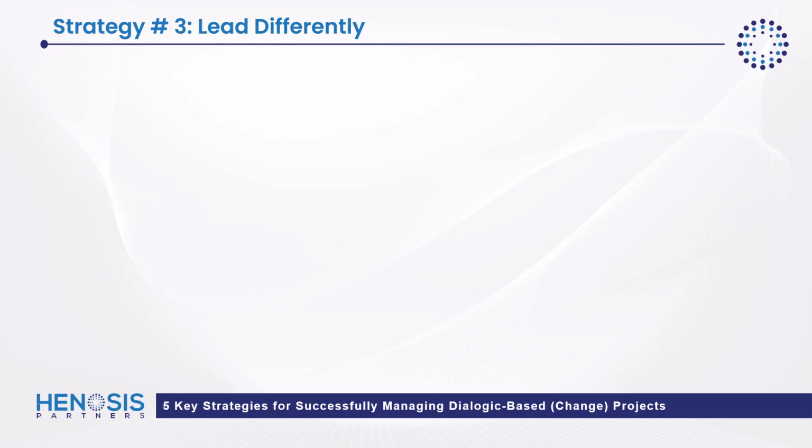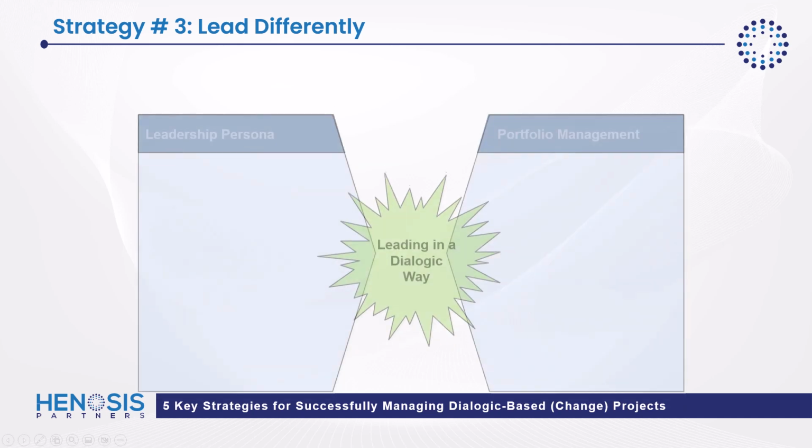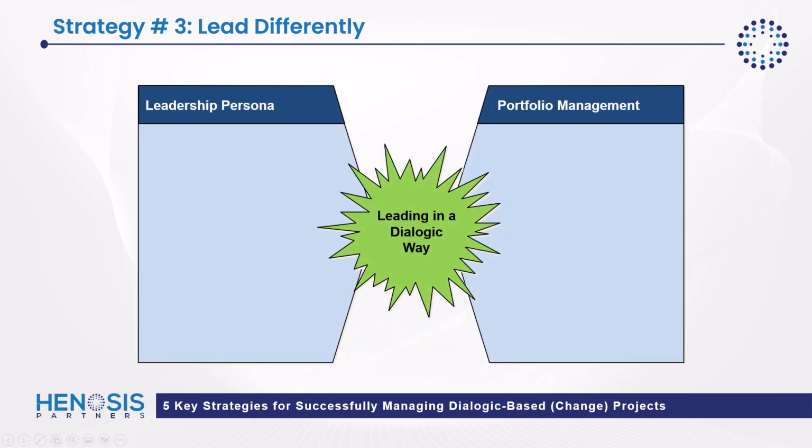A third strategy that you can use to increase your success when leading dialogic-based change is to get leaders to lead differently. And there are two aspects of what this means. One has to do with the leadership persona, and the other one has to do with leading a portfolio of self-managed change efforts. Let's understand first what the leadership persona looks like.